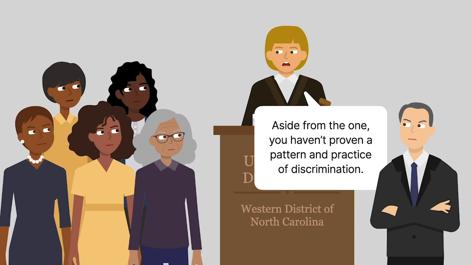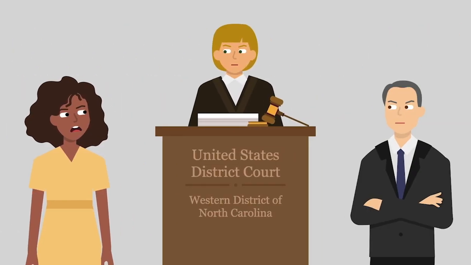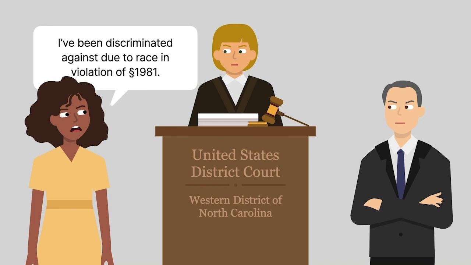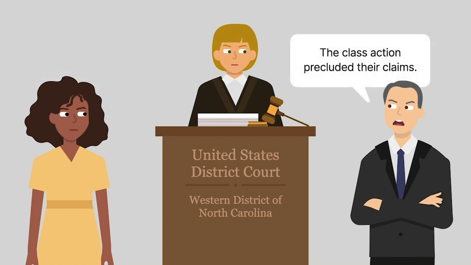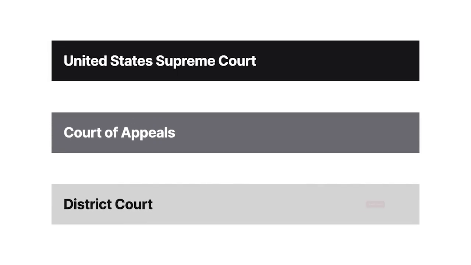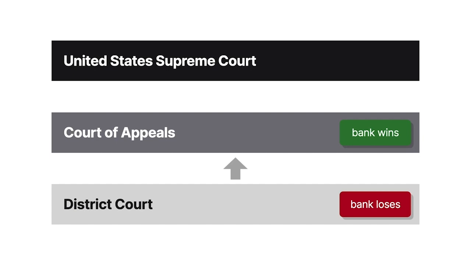of discrimination. The remaining Baxter plaintiffs filed a separate action against the bank, alleging that each of them had been discriminated against due to race in violation of Section 1981. The bank moved to dismiss, arguing that the class action judgment precluded their claim. The district court denied the bank's motion, but the Fourth Circuit reversed, concluding that res judicata meant that the class action judgment precluded the Baxter plaintiffs from filing individual discrimination claims. The United States Supreme Court granted cert.